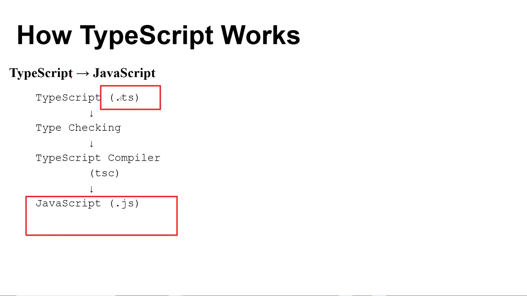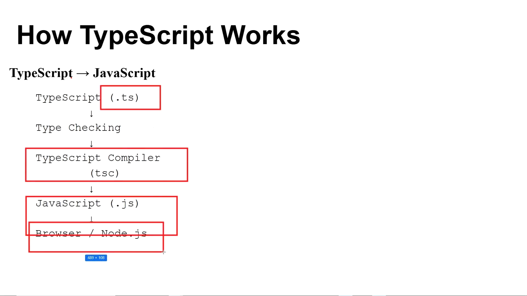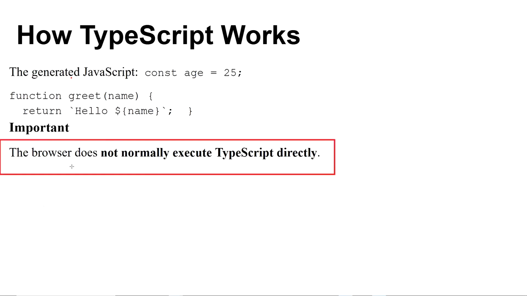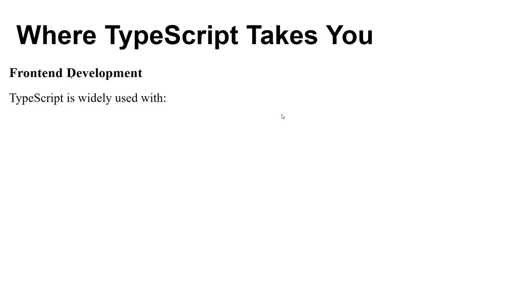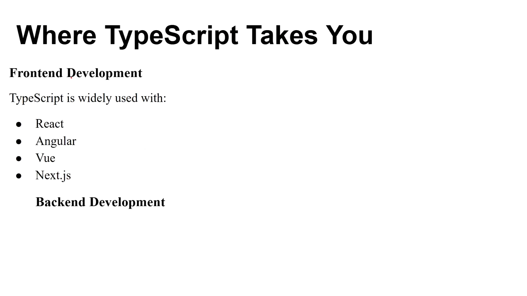Always make sure TypeScript is converted to JavaScript. This is performed through the TypeScript compiler, or TSC. Once the compilation is completed, the final JavaScript code runs in the browser and Node.js. The browser does not normally execute TypeScript directly. You can use TypeScript for frontend development with React, Angular, Vue, and Next.js. If you want to use it for backend development, TypeScript also works with Node.js and Express.